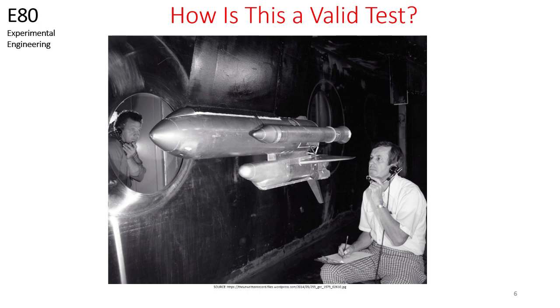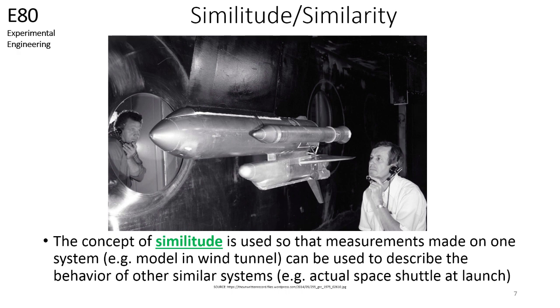But how on earth could measurements on a small scale model be used to predict the lift and drag forces on the real thing? How is the test shown in this picture even valid? Here's how it's valid. The concept of similitude is used so that measurements made on one system, such as a model in a wind tunnel, can be used to describe the behavior of other similar systems, such as an actual space shuttle at launch. Let's go into similitude, which is also called similarity.